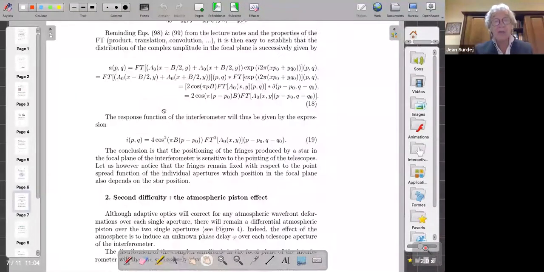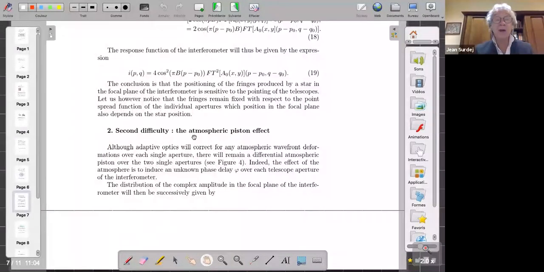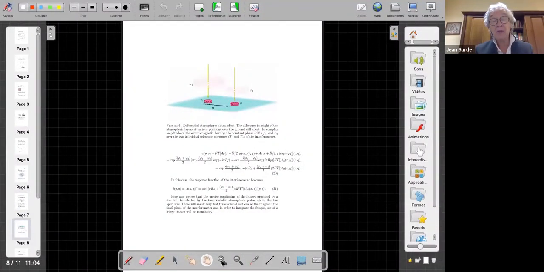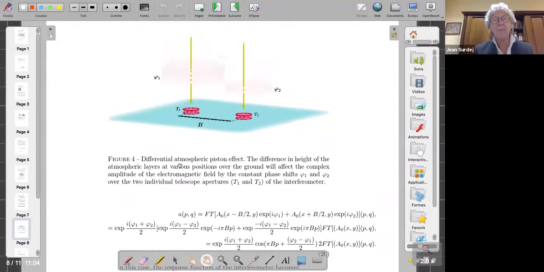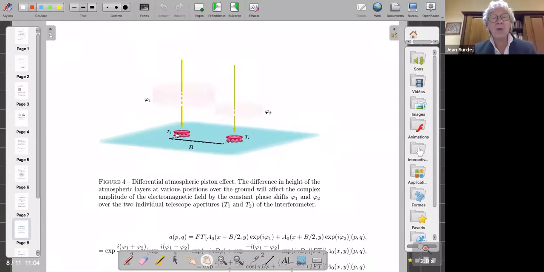Now, the second difficulty comes here. It's named the atmospheric piston effect. What is the atmospheric piston effect shown on this transparency? And this is more serious. Of course, people will use adaptive optics to correct for the deformation of the wavefronts in front of each individual telescope aperture. So you need adaptive optics, or you need a smaller telescope and work in the infrared where you would not need adaptive optics. So with the big telescopes, one makes use of adaptive optics. But this is not sufficient.